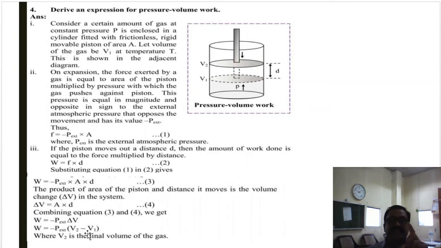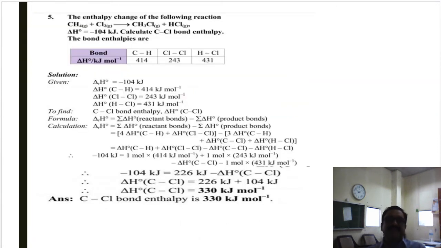See here, this derivation carries 2 marks. Half a mark is for your consideration and diagram, half a mark for the equation for force, half a mark for work done W, and half a mark for this final equation. Hence, such a derivation carries 2 marks.